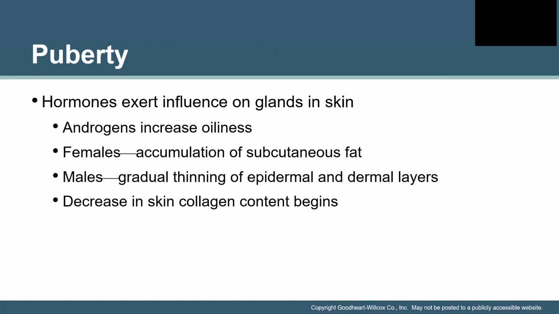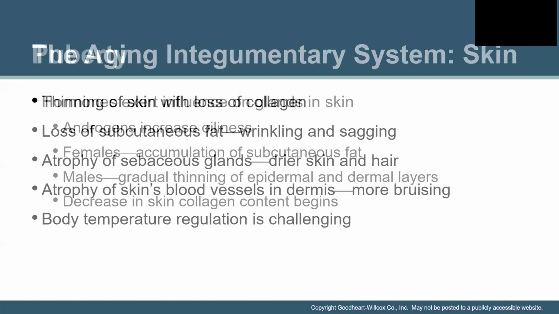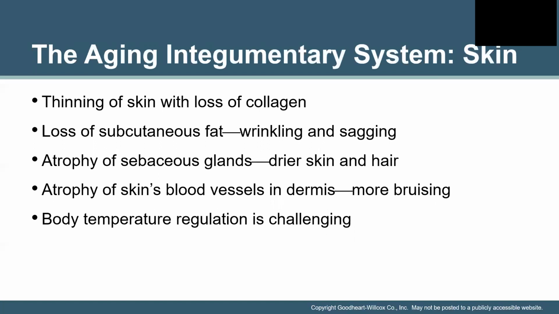Now, males will have a gradual thinning of the epidermal and dermal layers. And in puberty, we will notice a decrease in the skin collagen. So already stopping or breaking down. Now, as we age, there is a notable thinning of the skin. The more years you have on the planet, the less collagen your skin will produce and the less it will hold on to. We will also lose subcutaneous fat, which will create wrinkling and sagging.